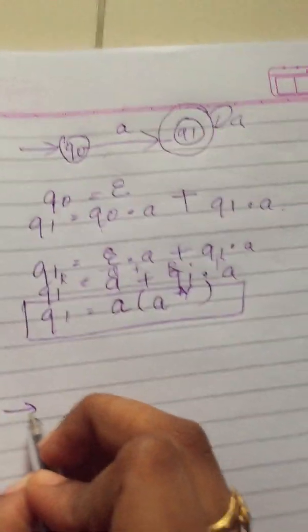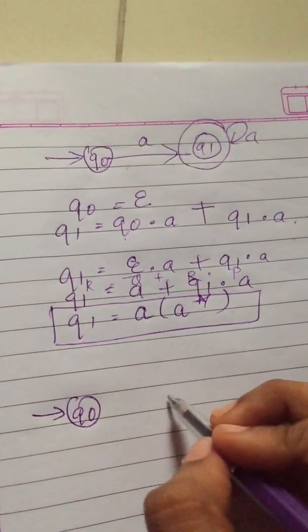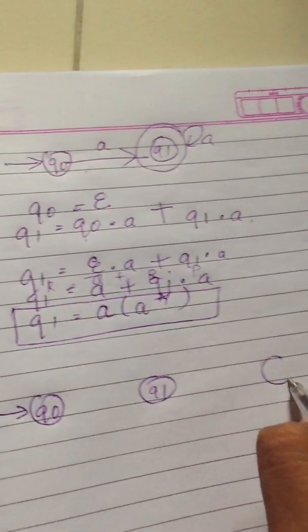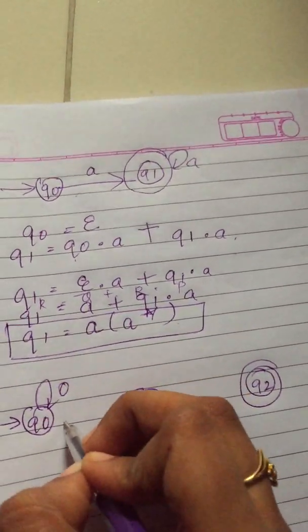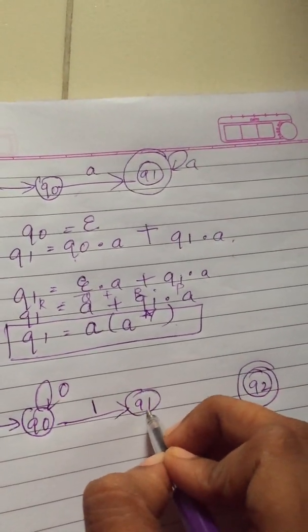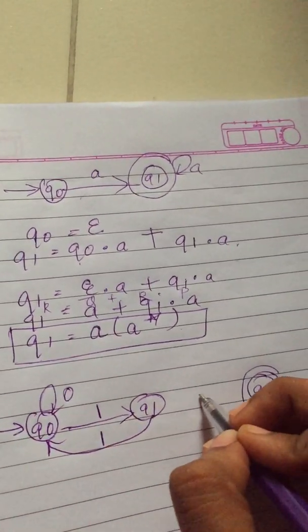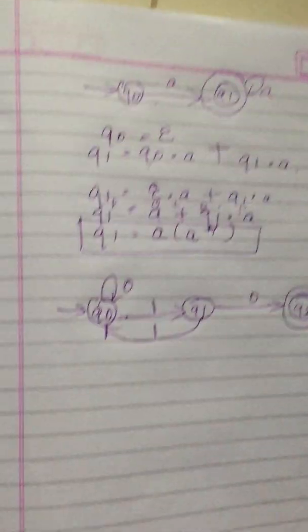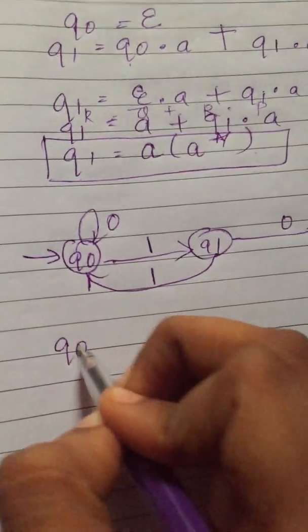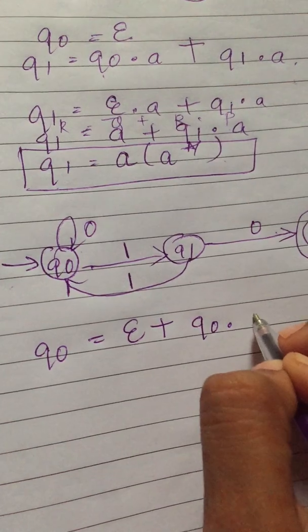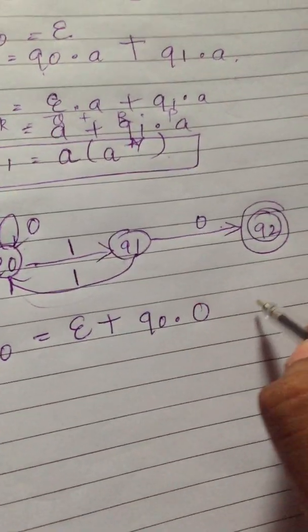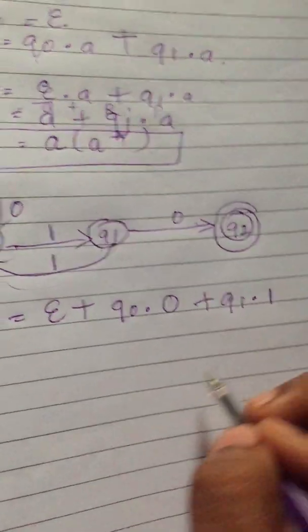Now let's see one more example. It's a bit difficult. So this is Q0, Q1 and Q2, Q0 on 0, on 1, 1 again. Okay, now this we have been given. So first we'll write Q0 as epsilon plus Q0 into 0 plus Q0 into 0, and it is coming from Q1 as well, so we'll write Q1 into 1.